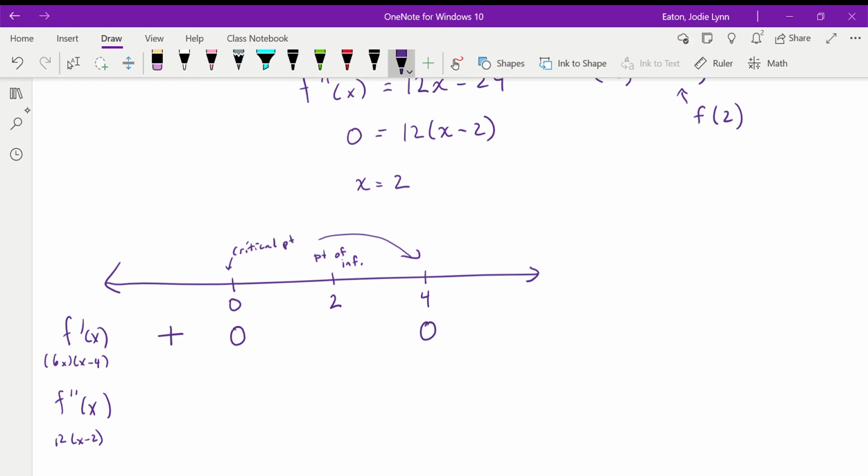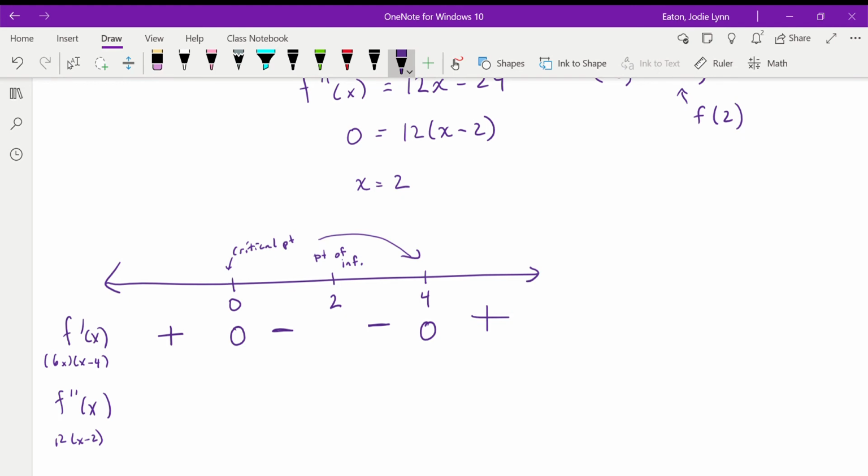Between 0 and 2, I try 1. 6 times 1 is positive. 1 minus 4 is negative. A negative times a positive is negative. Similarly with 3, 6 times 3 is positive. 3 minus 4 is negative, so negative times a positive is still negative. And then greater than 4, 6 times 5, 5 minus 4, positive times a positive is positive.